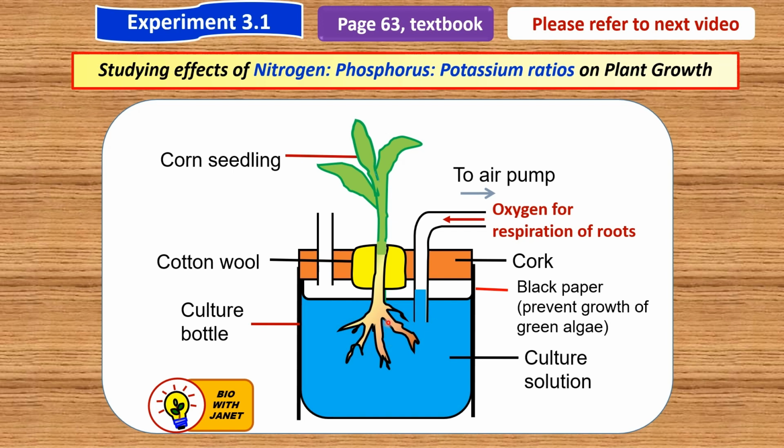So the whole corn seedling is placed in the culture bottle with its roots immersed in the culture solution. The cotton wool will help to place the corn seedling in a vertical position, and then the bottle is attached to an air pump, okay, so that air can be pumped into the culture solution to provide oxygen for the respiration of roots. Okay, so let's find out more in the next video about the procedure of experiment 3.1, the results, and then we will also discuss the questions related to this experiment.